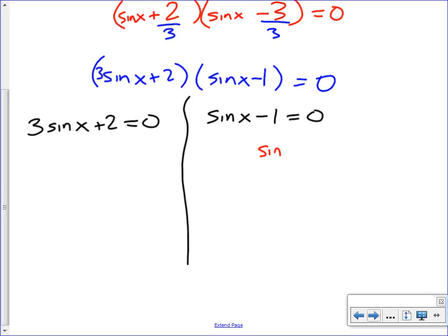So this is sine x is equal to 1. Therefore, x has to be 90 degrees, or what degree? So that's one of them.